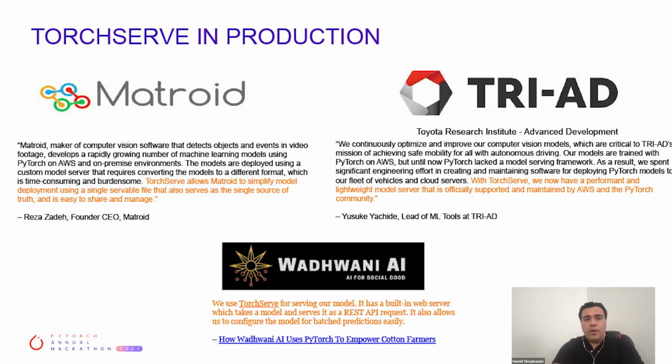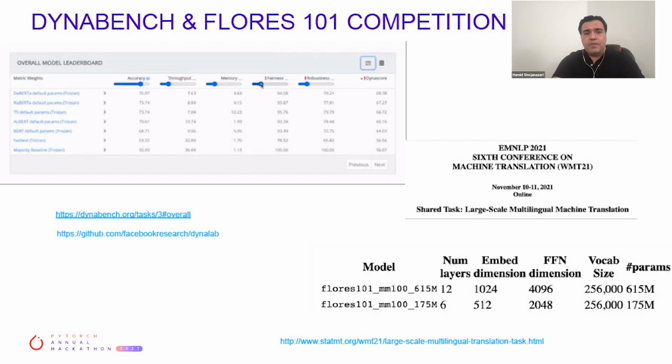Before going to the demo, I wanted to mention that TorchServe is in production with companies including Matroid, Toyota Research Institute, and Wadhwani AI, serving models for different use cases from computer vision to NLP. Another example of a team using TorchServe is Dynabench, a research platform within Facebook AI for dynamic data collection and benchmarking. If you follow ML competitions in the space, you might know Flores, a low-resource language competition. Flores is running on Dynabench, which uses TorchServe.